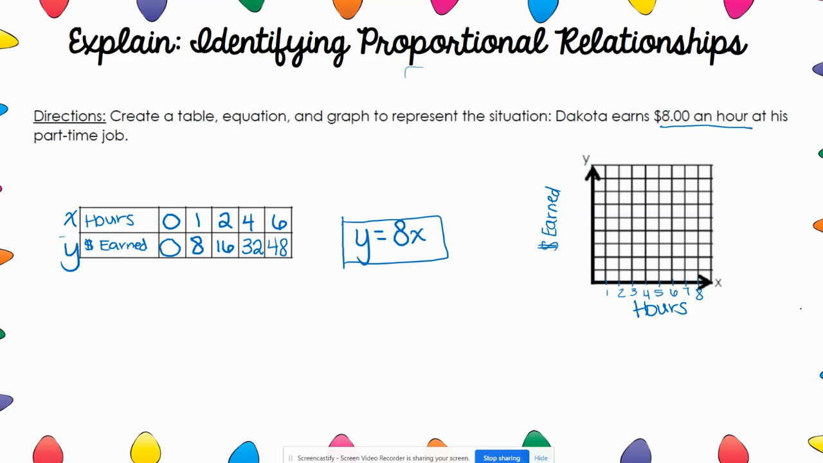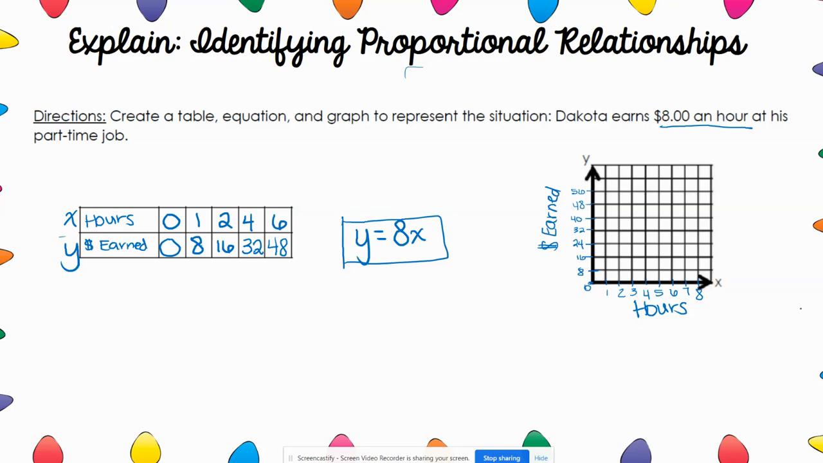So because this was earning $8 an hour, I'm going to count by eights. So I'm going to say 8 followed by 16, then 24, 32, 40, 48, and 56. Now, I did not put anything here because remember, this represents our origin. So this is 0 for both money earned and for hours.